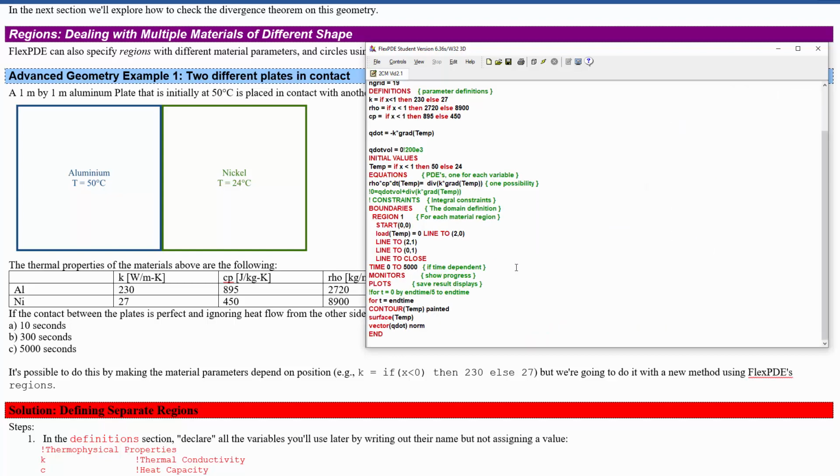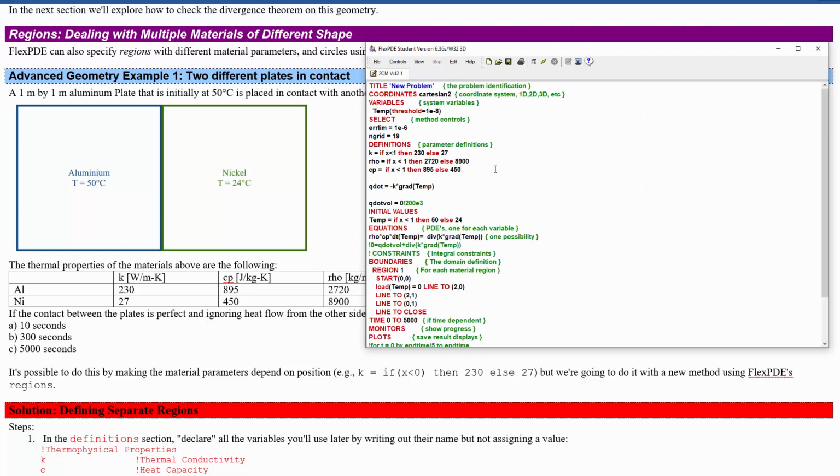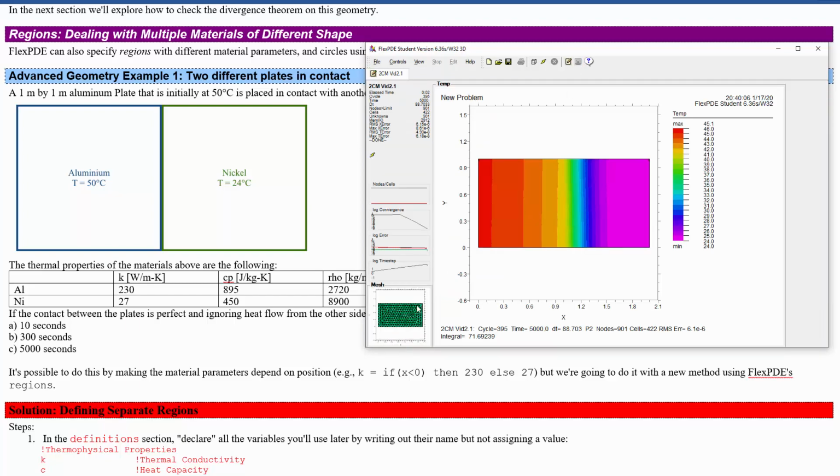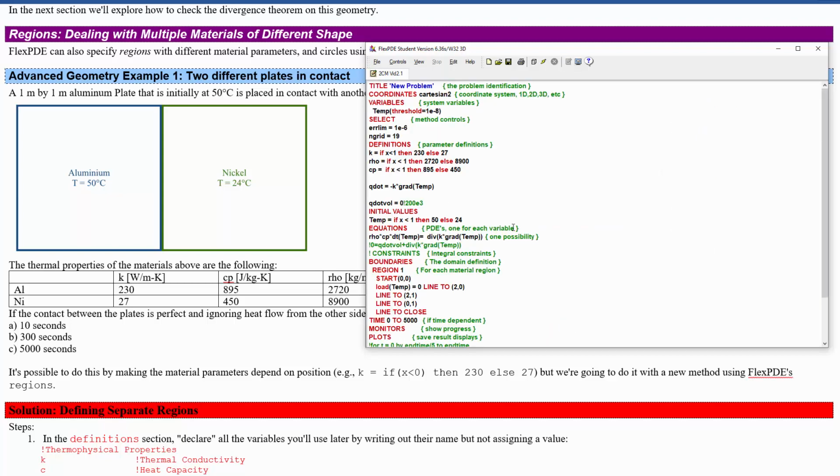So this is one way to do it, with these position dependent parameters, but this is not as accurate as giving FlexPDE a heads up that there's something different going on, some jump in parameters right across the middle. And a way that you can do that is with regions. So let's go into the way to do this in the region method.